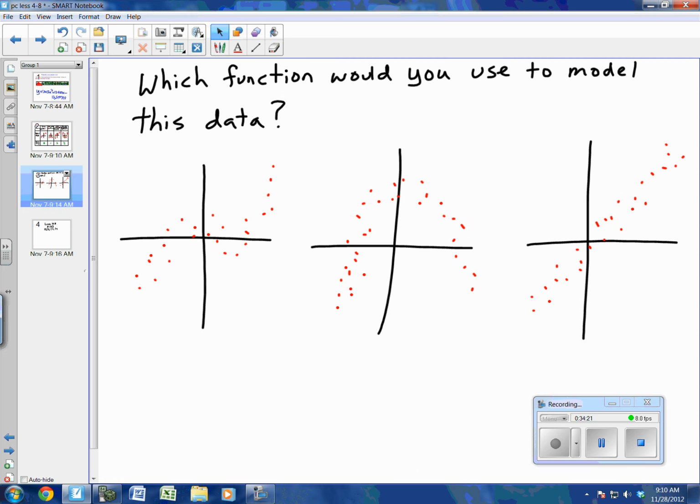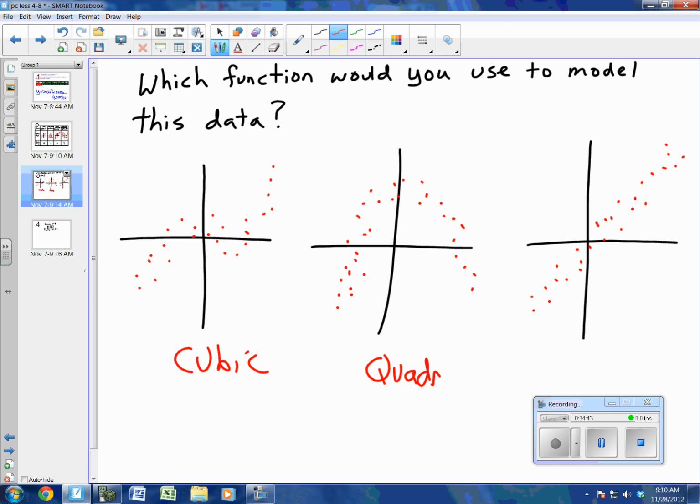Okay, if you were looking at this data, this is like the bell work problem. Which function would you use to model this data? Well, the first one, I'm guessing most of you are saying cubic. And you would be right. The second one, I am guessing you would say quadratic. And the third one, I'm guessing you would say linear.